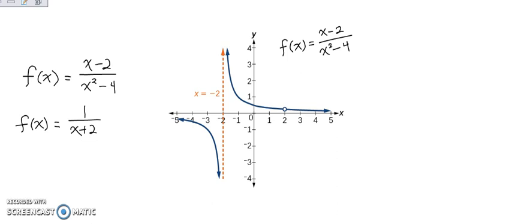I'll show you how to determine whether a function approaches positive infinity or negative infinity as it gets closer to that vertical asymptote in another video. As for now, this concludes the video.